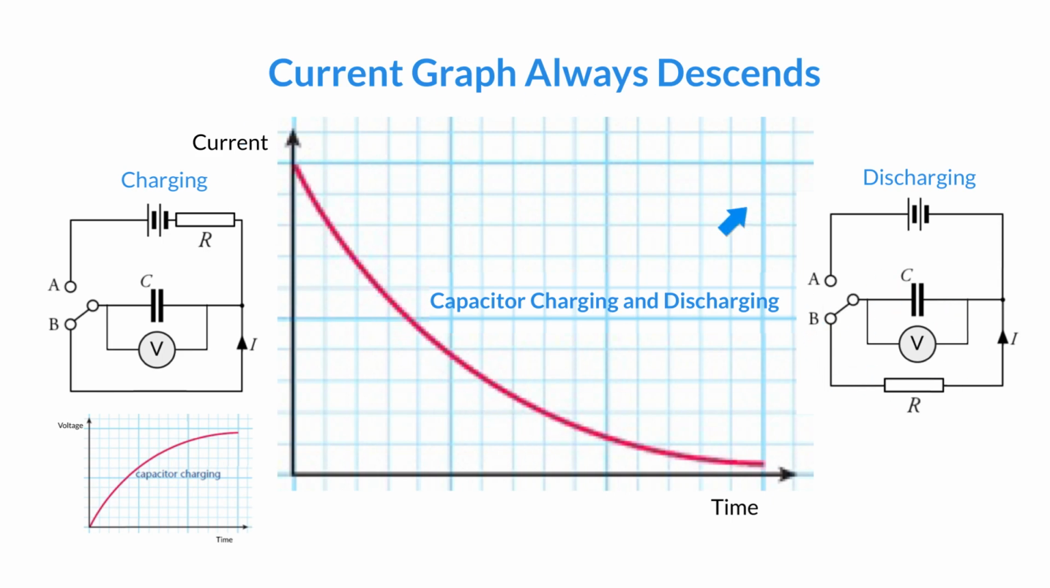But the beauty of the current graph is that it doesn't matter which circuit you are using. If you've got an ammeter in series with this resistor or in series with this resistor, the current will always fall. And so you can guarantee yourself a graph of this shape, which you can get a time constant from.